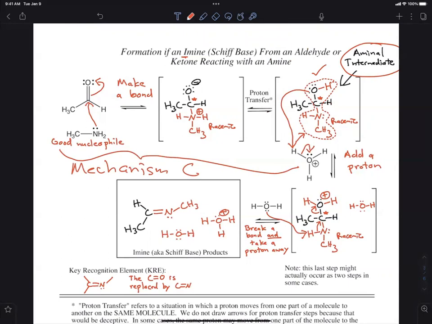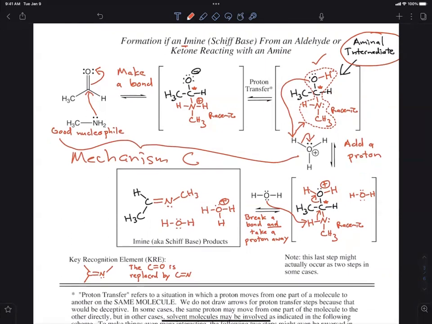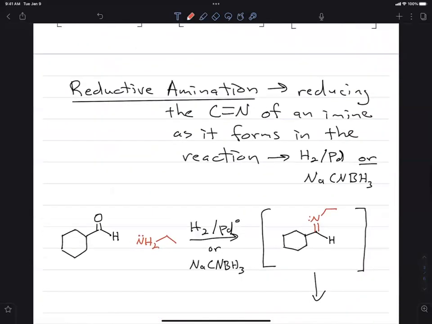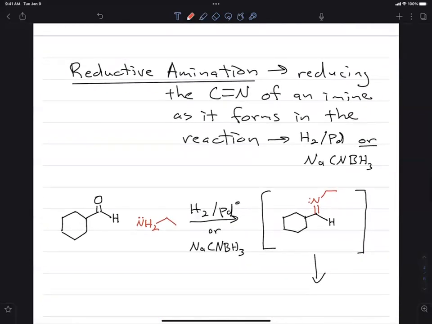But what I want to talk about next is a reaction that's referred to as reductive amination. Reductive amination is an interesting process in which we reduce the C=N of the imine that we're going to form, as it reacts in the reaction. And we do that by adding the reagents hydrogen and palladium, or a special borohydride reagent called sodium cyanoborohydride. It's either or, you don't use both.